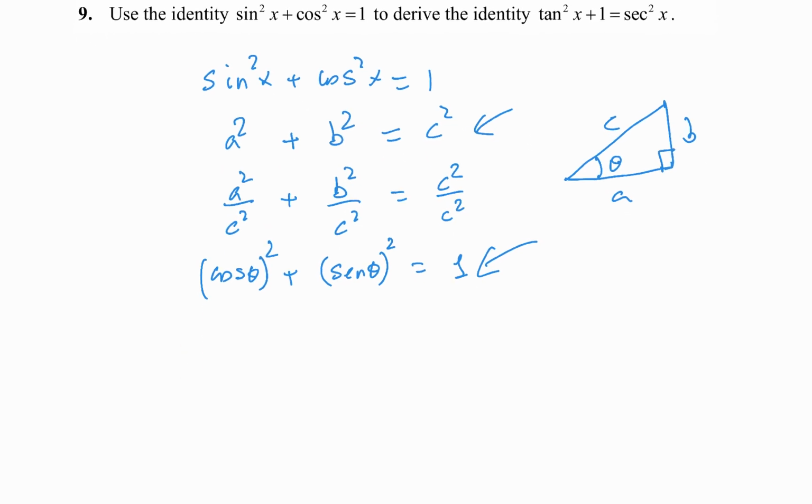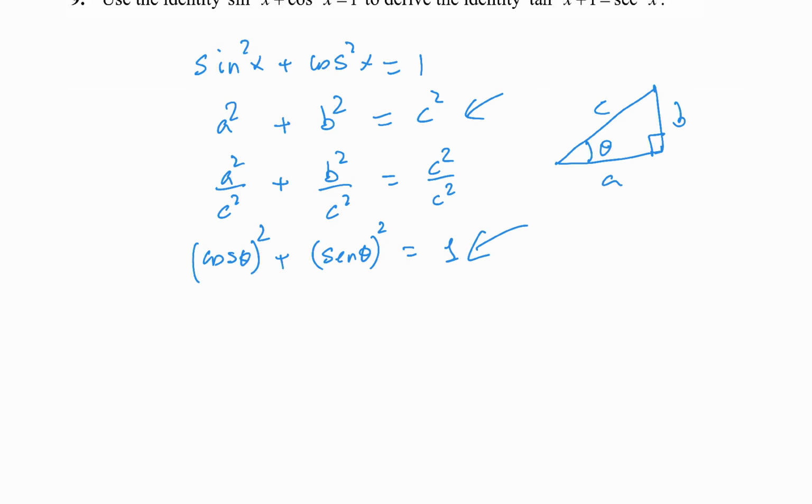So now the problem is not asking this. The problem is asking, can you arrive at this equation from the fundamental identity sine squared of x plus cosine squared of x equals 1? Can you deduce tangent squared of x plus 1 equals secant squared of x? Secant is the inverse of cosine of x.